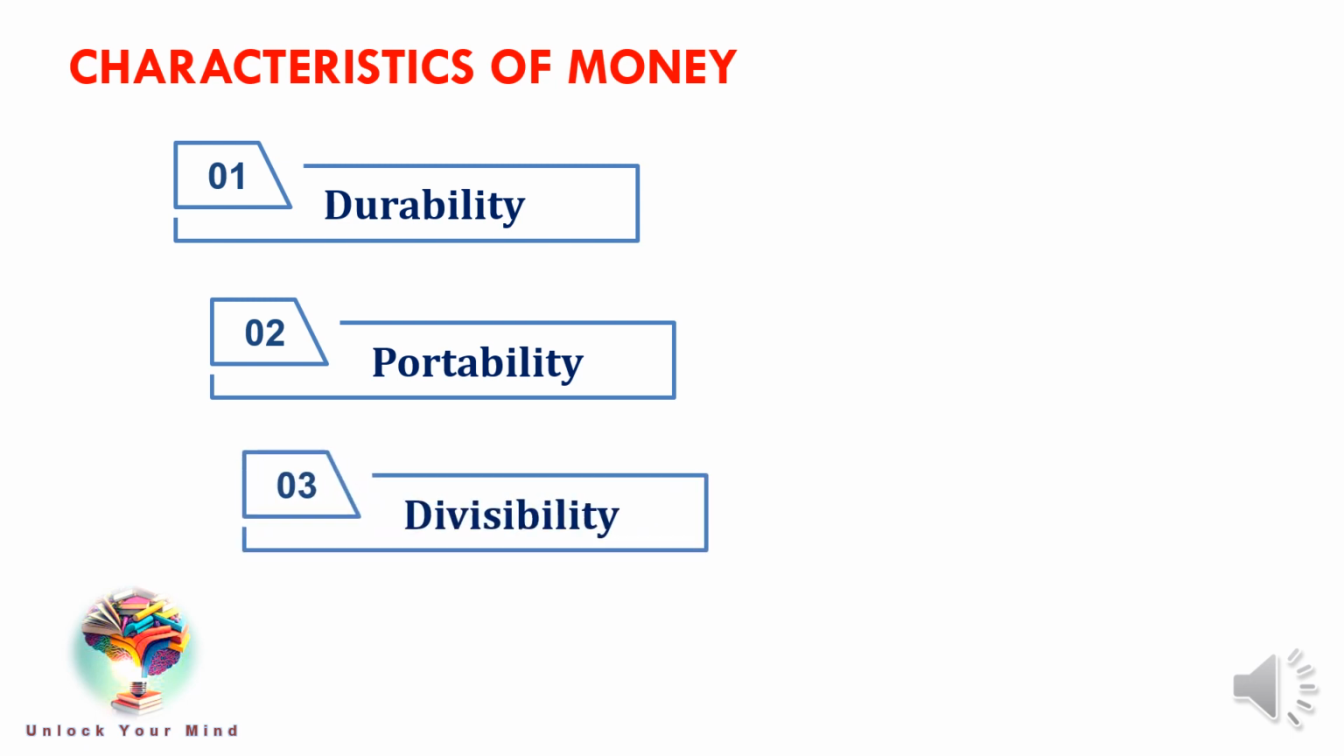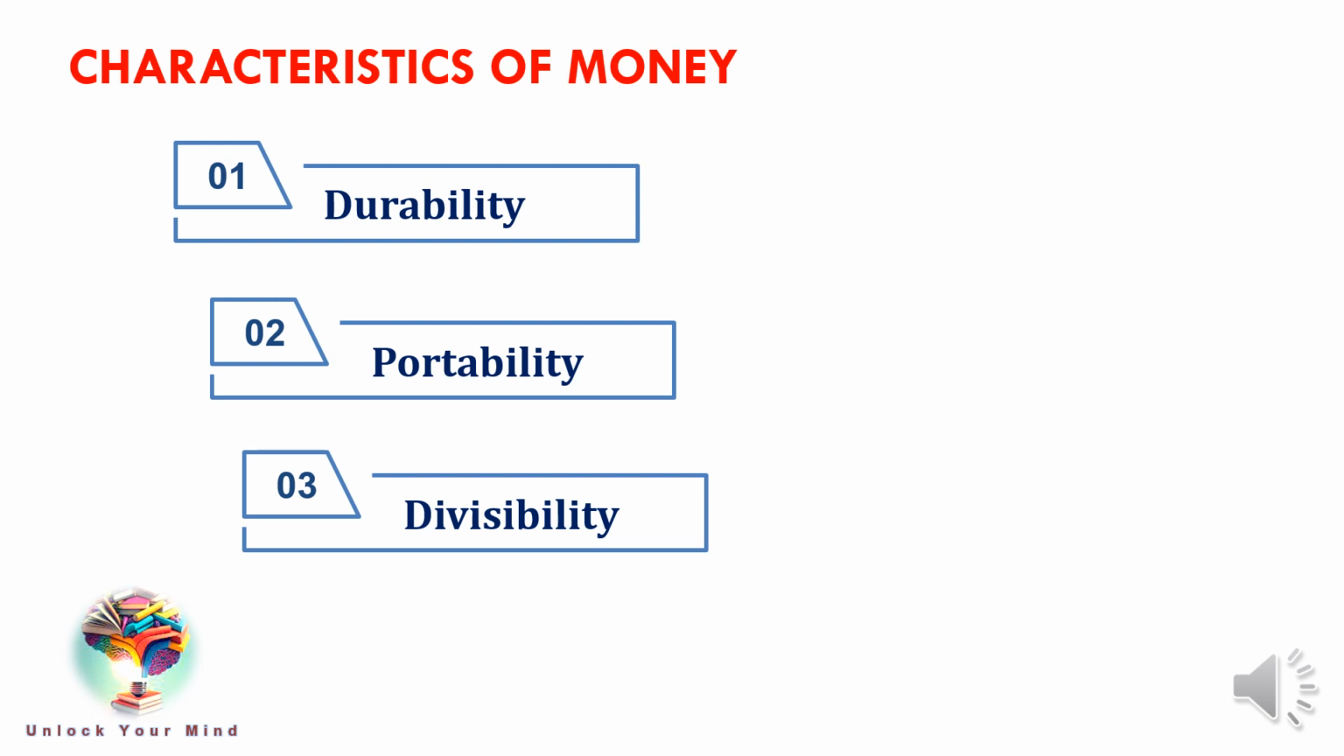The third thing is divisibility. It is a characteristic which means that money can be divided into small units and used in exchange of goods and services. To function as the medium of exchange, as it is divisible, it can be used to purchase all kinds of goods with different values. Money must have denominations to be traded for all goods and services and everything in between.